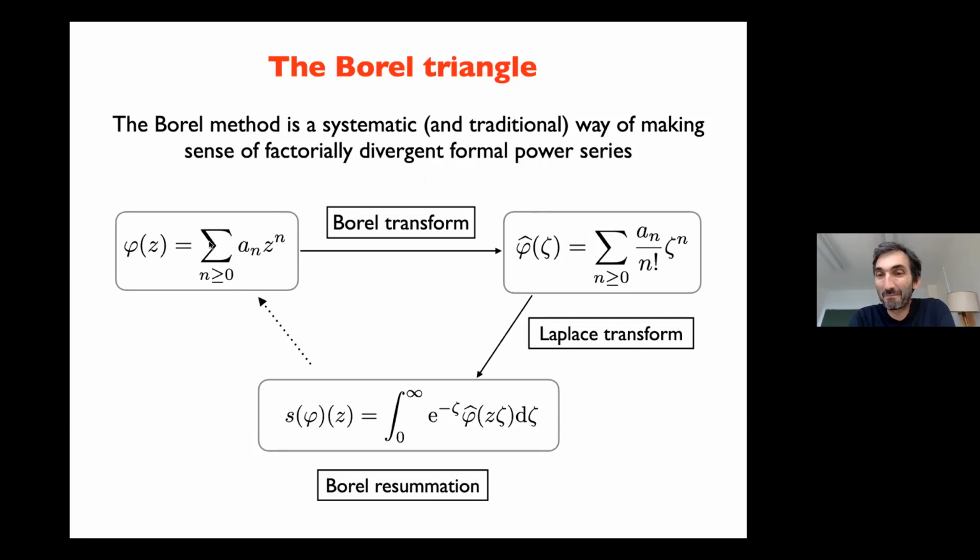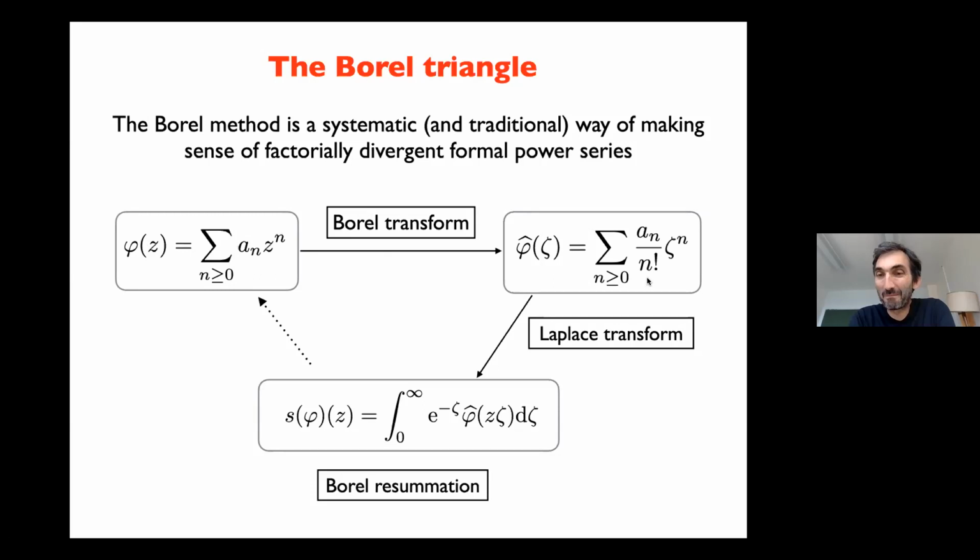So the starting point is a formal power series in a formal variable z. And we will assume that the coefficients of this series, a_n, grow factorially. They go like n factorial. So in order to make sense of this formal power series, the first step is the Borel transform. So the Borel transform is a very simple thing.